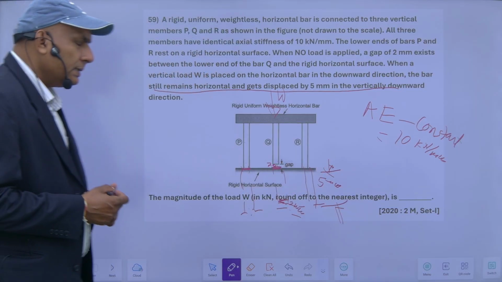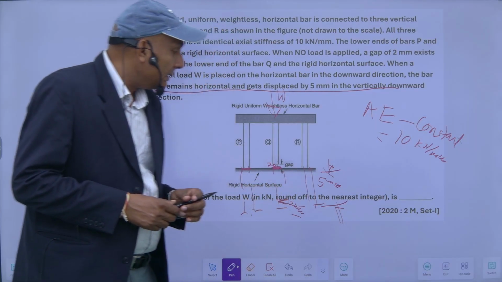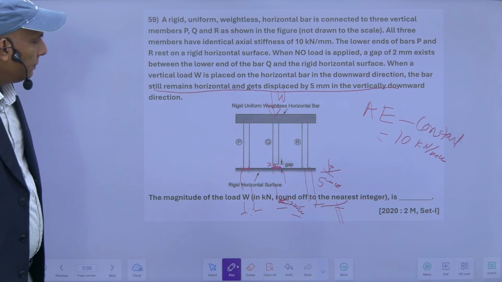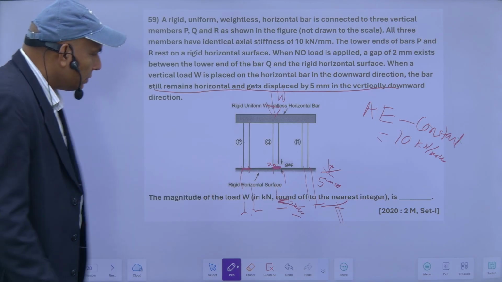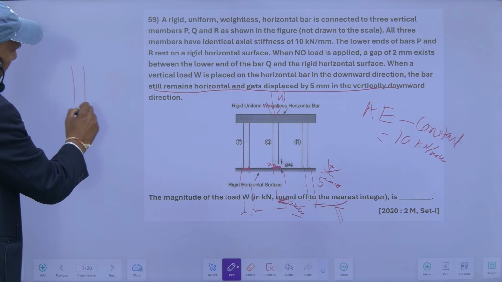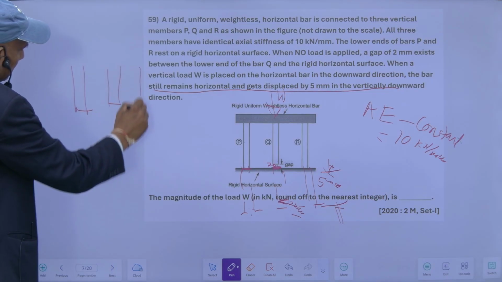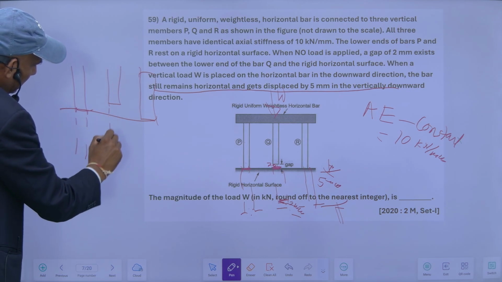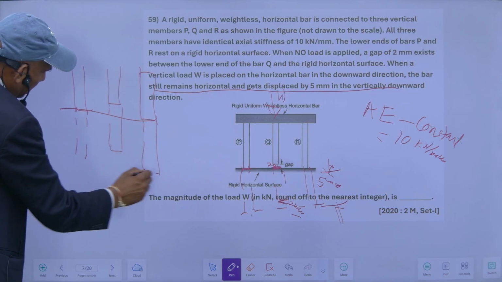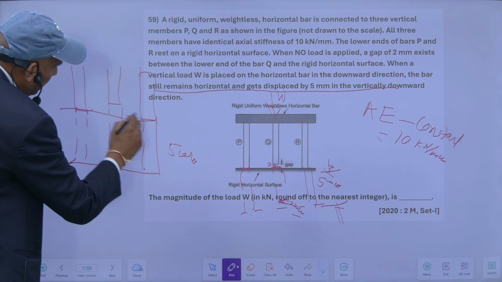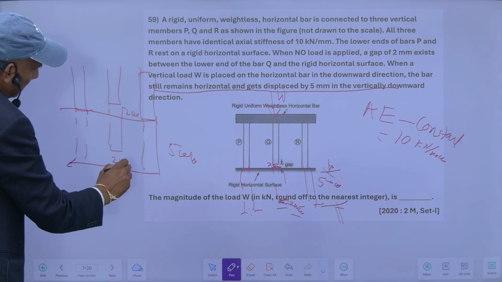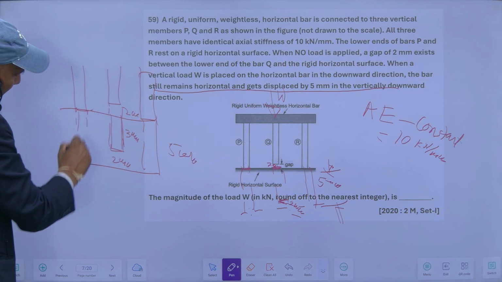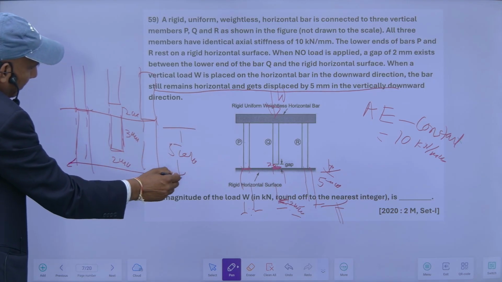So there are two conditions in this case. One is the condition of compatibility, the other is the condition of equilibrium. From these two conditions we can find the forces in the members. So this is my initial position, and after loading this is the position, 5 mm. So this 2 mm gap will still be there. So the extension here will be 5 minus 2, in this case it is 3 mm, whereas in the outer bar this is 5 mm.